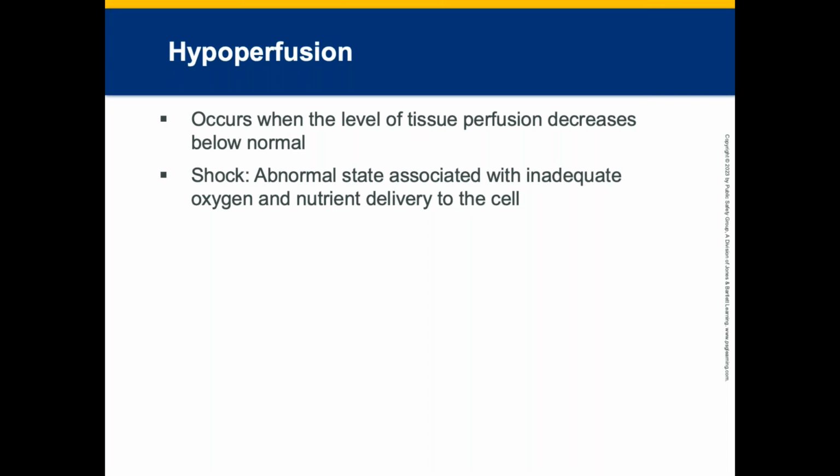In response, the body releases catecholamines, which would be epinephrine and norepinephrine, which produce increased strength of cardiac contraction, increased pulse rate, vasoconstriction, and increased systemic vascular resistance. Imagine that. All things are part of the sympathetic nervous system, right? Shock is an abnormal state associated with inadequate oxygen and nutrient delivery to the metabolic apparatus of the cell. Inadequate state of tissue perfusion, resulting in the impairment of cellular metabolism and inadequate perfusion of the vital organs.